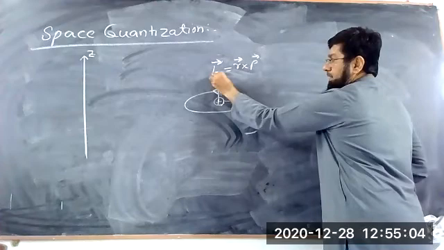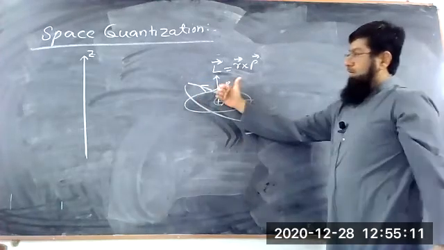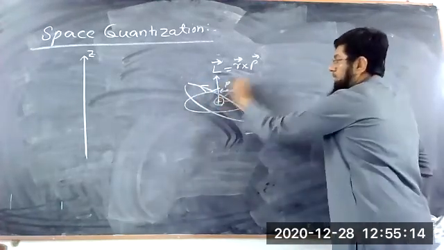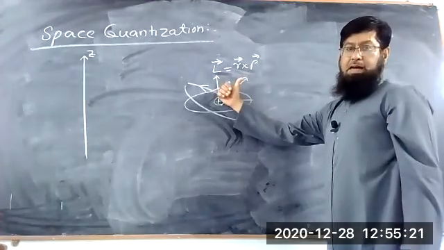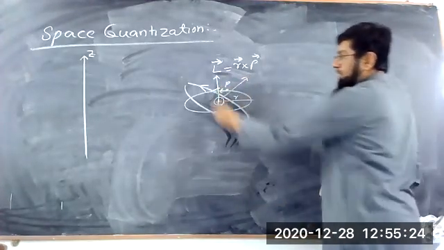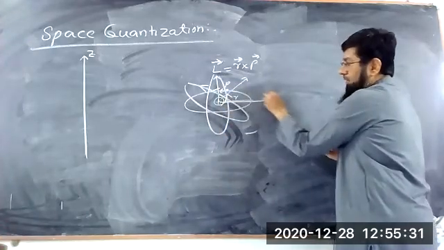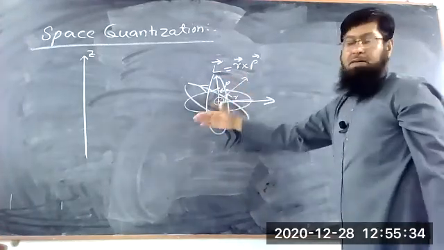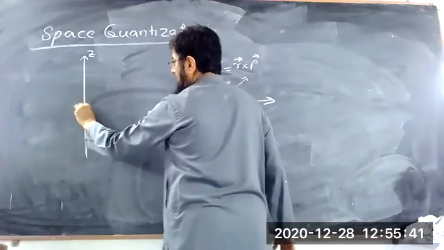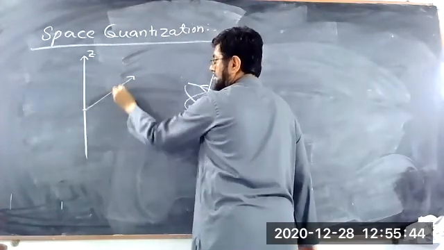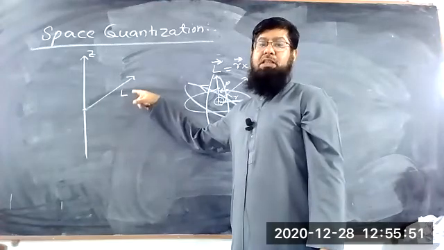So the angular momentum is this. When the electron is revolving in this orbit, the angular momentum is this. This is the direction of the angular momentum. But if the electron is revolving like that, this is the direction of the angular momentum. So it means this angular momentum has different orientations. If this is the center and this is the direction of the angular momentum, which we call the angular momentum vector L, this angular momentum is quantized in space.